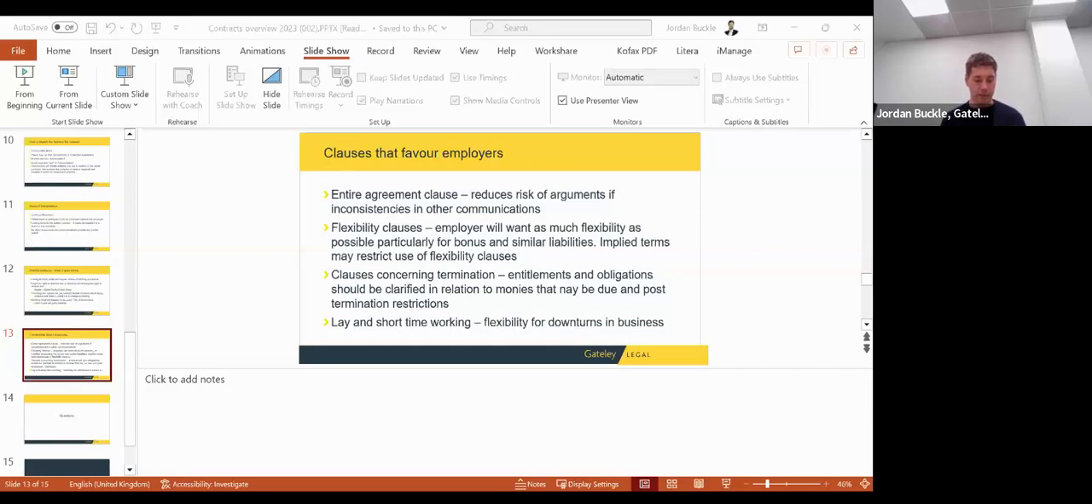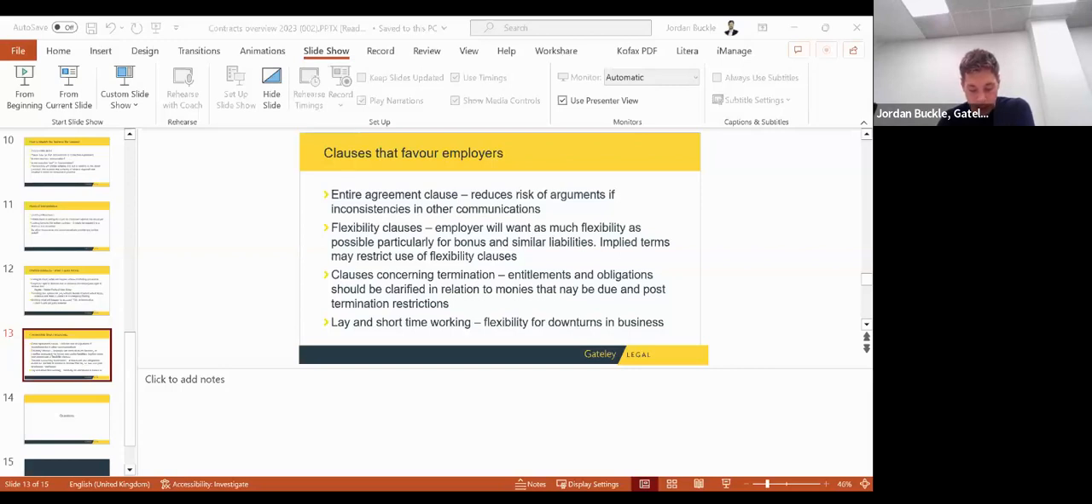We've also got flexibility clauses. When drafting an employment contract, it's often in the employer's interest to incorporate as much flexibility as possible. This will be particularly important if there is a bonus included. So they might consider whether there is any discretion as to whether the employee will be considered for a bonus, or whether the discretion applies only to the amount of the bonus to be awarded. If it's just that the amount's discretionary, then what other factors will the employee take into account?